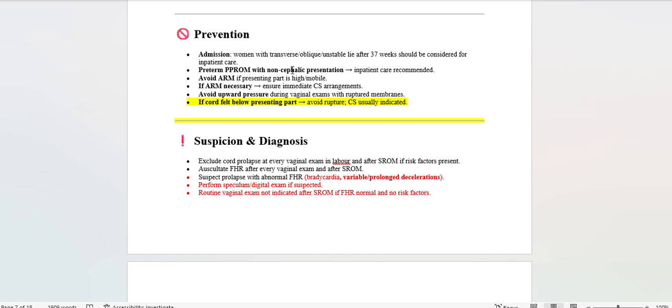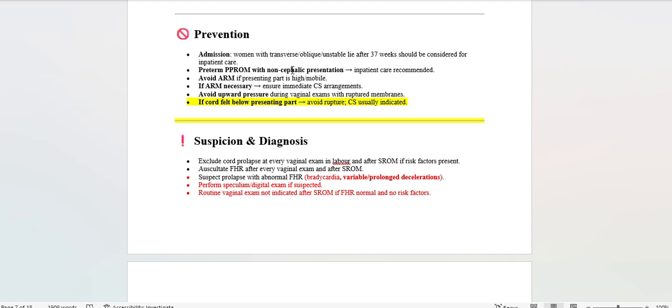Suspect prolapse with abnormal fetal heart rate, bradycardia. Okay, if you do the artificial rupture of membrane, then according to the guidelines, before rupturing the membranes we will do the CTG, and after rupturing we will do CTG again, and we will also do the speculum examination of the vagina just to make sure the patient is fine and there is no cord prolapse. Routine speculum digital exam is if suspected.